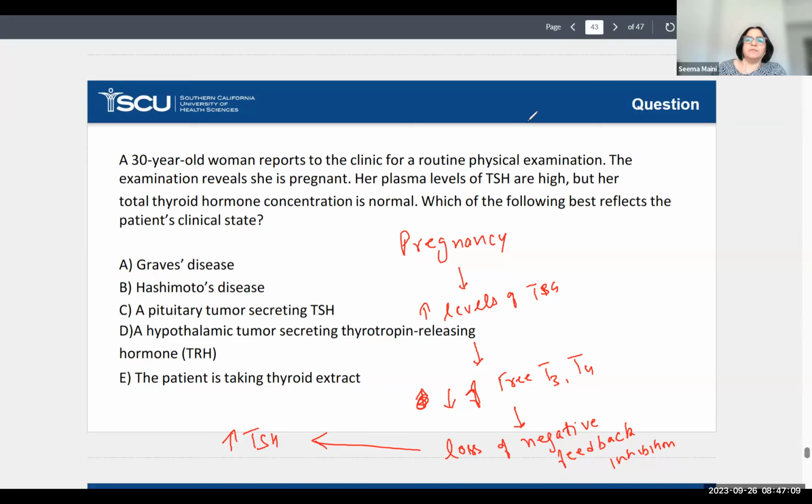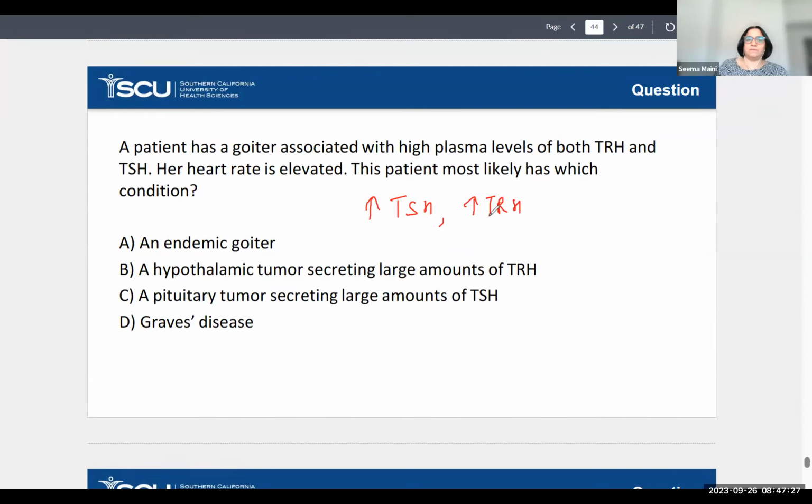Okay. Yes. Next question. A patient has a goiter associated with high levels of both TSH and TRH. Both are high. Okay. Increased heart rate. What is the diagnosis? Yes. Correct.